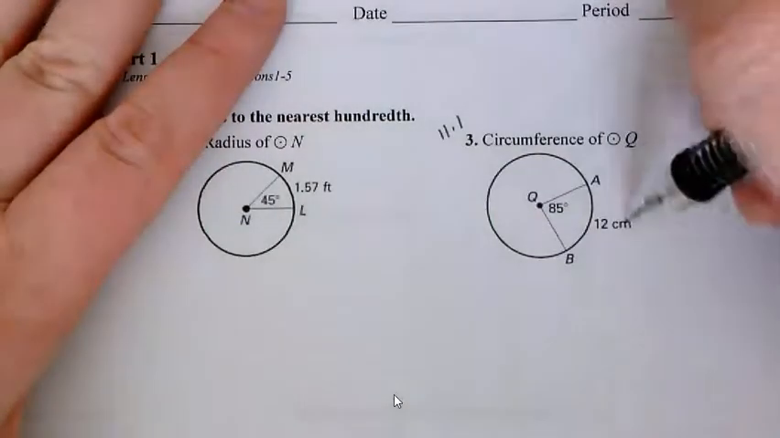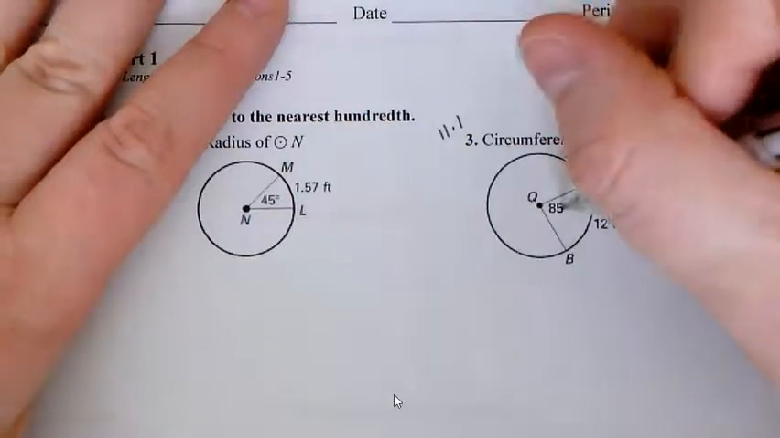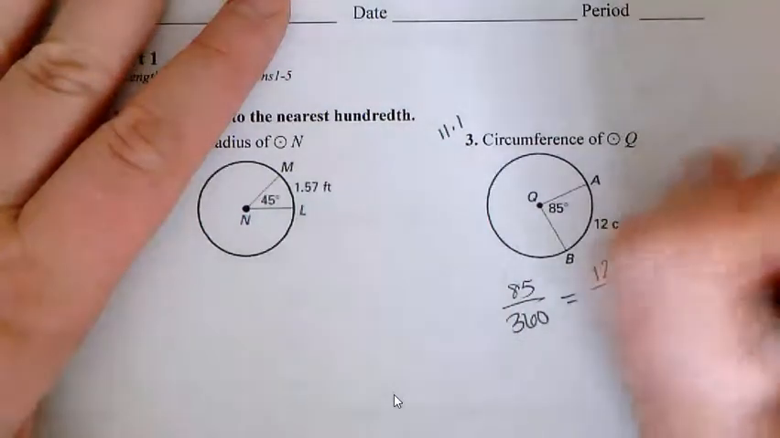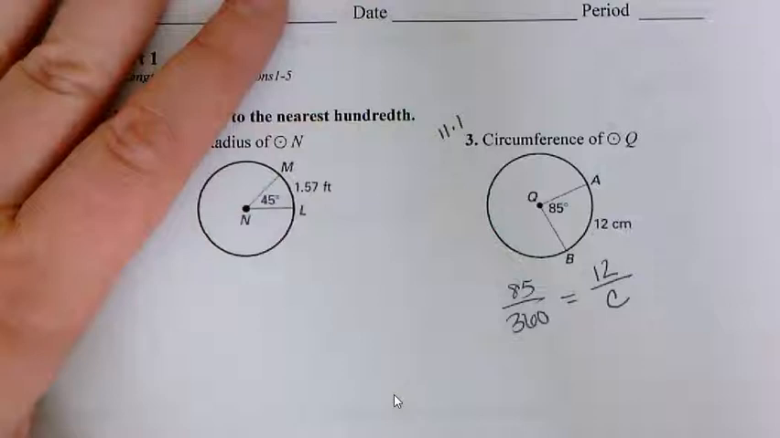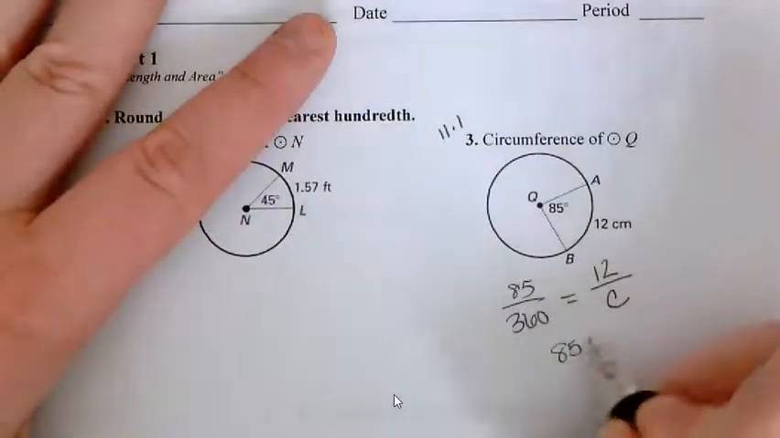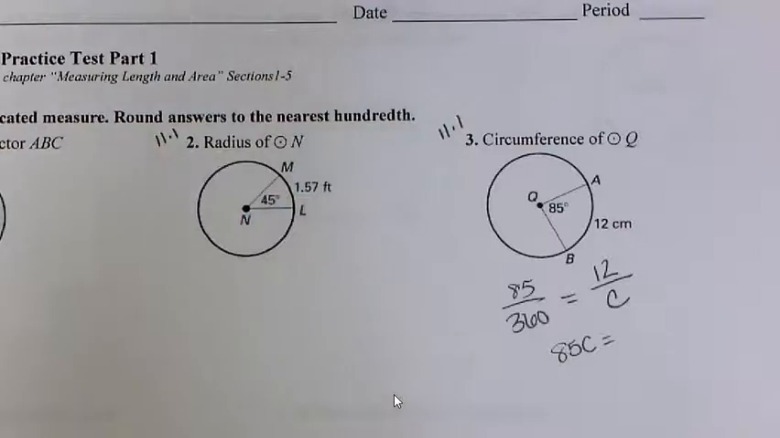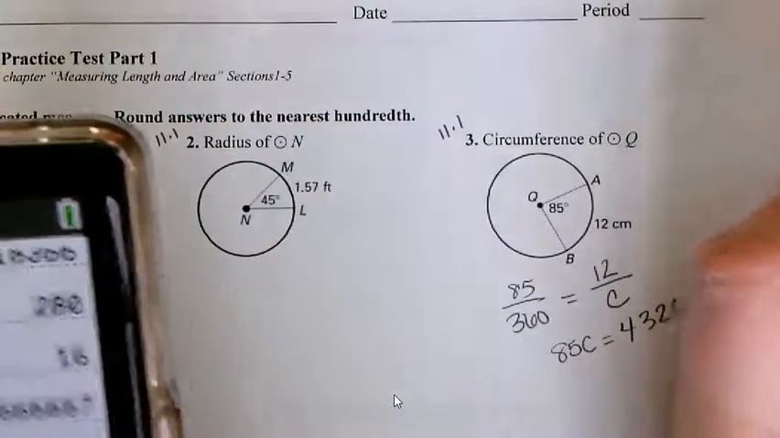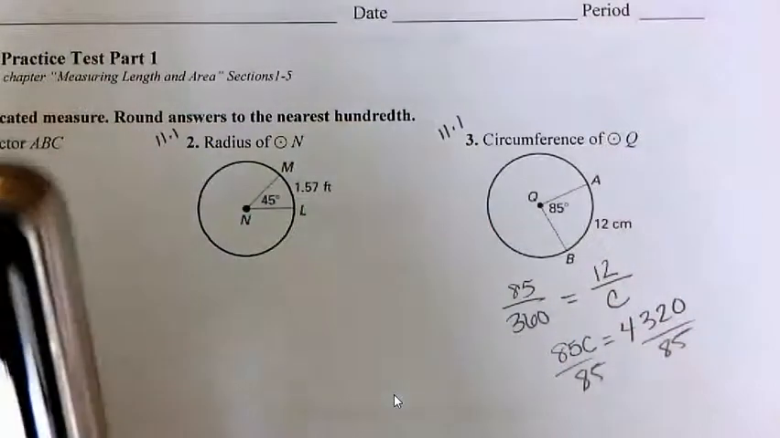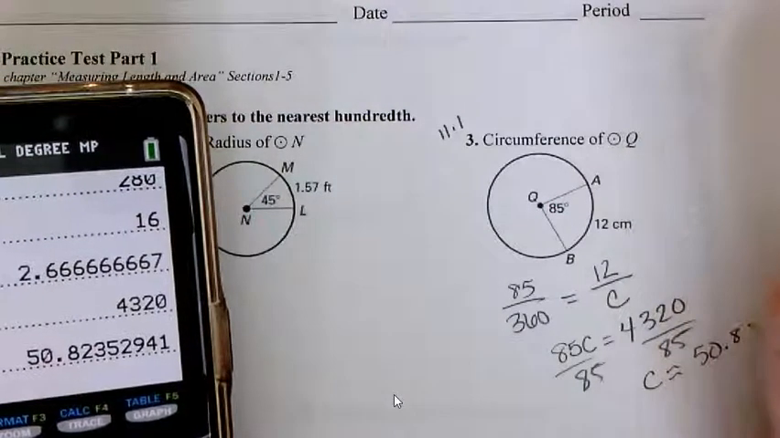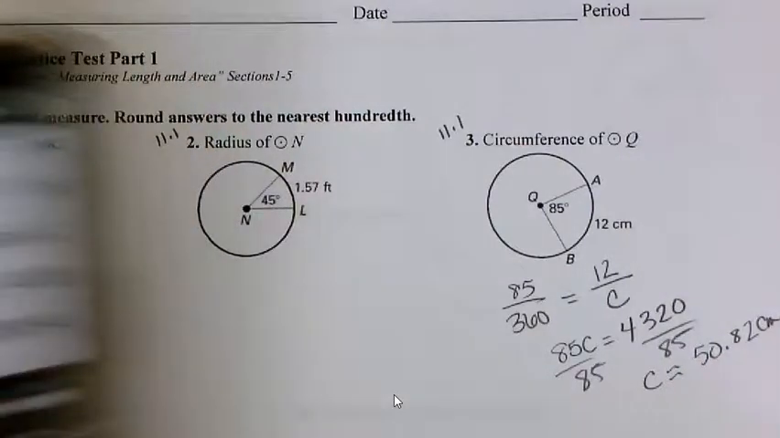You are given the arc length of 12 centimeters and the central angle of 85 degrees. So 85 divided by 360 equals 12 divided by circumference, because it's only asking me to find circumference. So with that, cross multiply. 85C equals 12 times 360. Four, three, two, 0, divide by 85. Circumference is approximately 50.82 centimeters because it says round to the nearest hundredth.